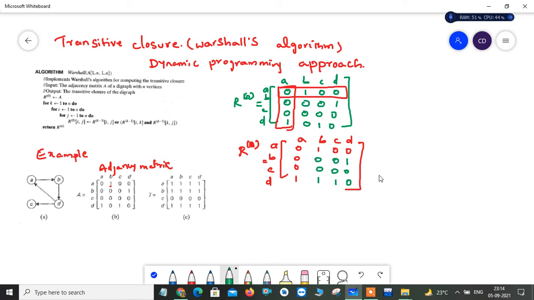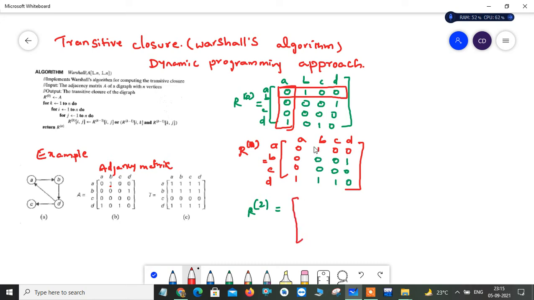Okay. So what this rank 1 says is that it reflects the existence of a path with intermediate vertices numbered not higher than 1. That is just vertex A's row and column are used for getting rank 1. Okay. So now by using this rank 1, we are trying to find rank 2. Right? So now you can use this matrix for finding rank 2.